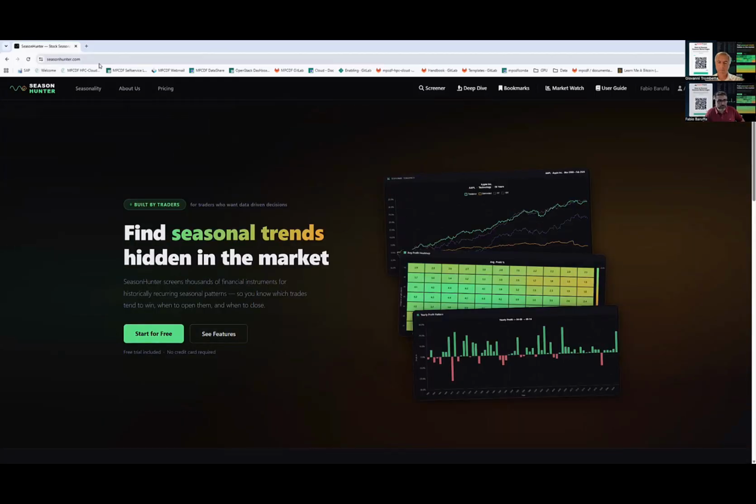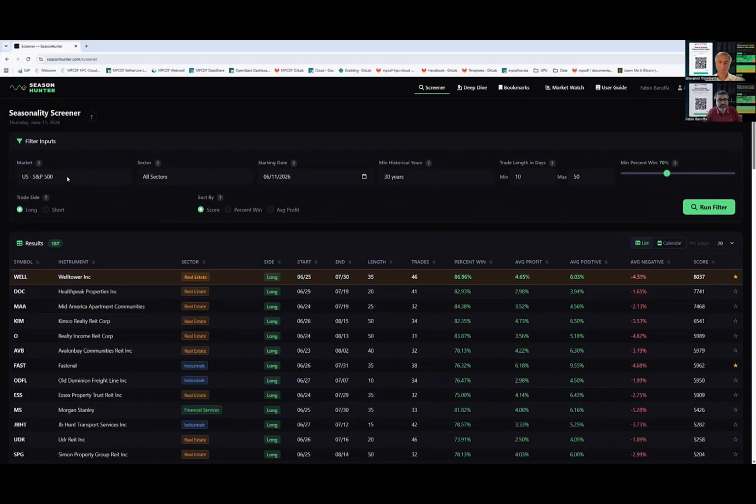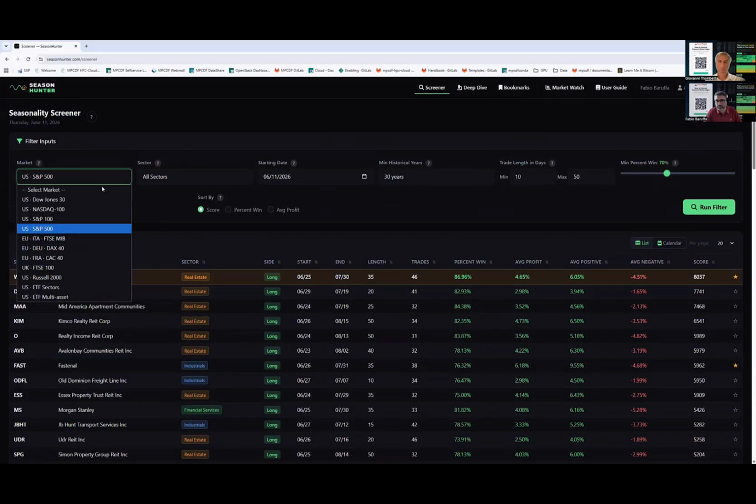Once you log into the platform seasonhunter.com, we have different tools on the top, and we start with the screener. What the screener does, according to the filter input, is look at the market you want to explore, the sector, the starting date from where you want to look for the seasonal edge, the number of historical years you want to evaluate your edge, and the minimum and maximum number of trading days.